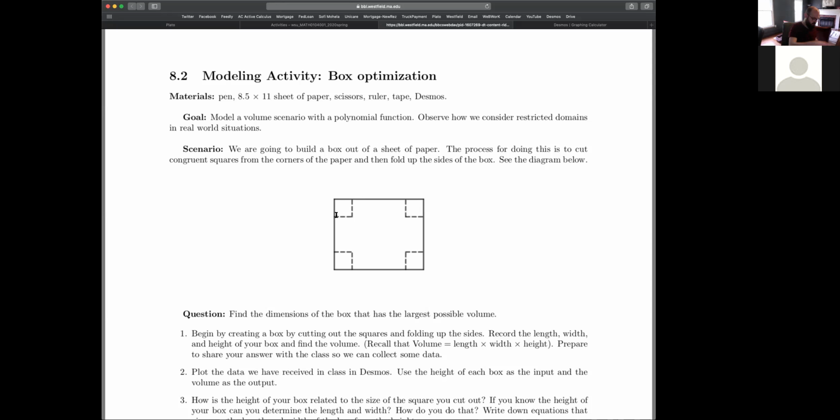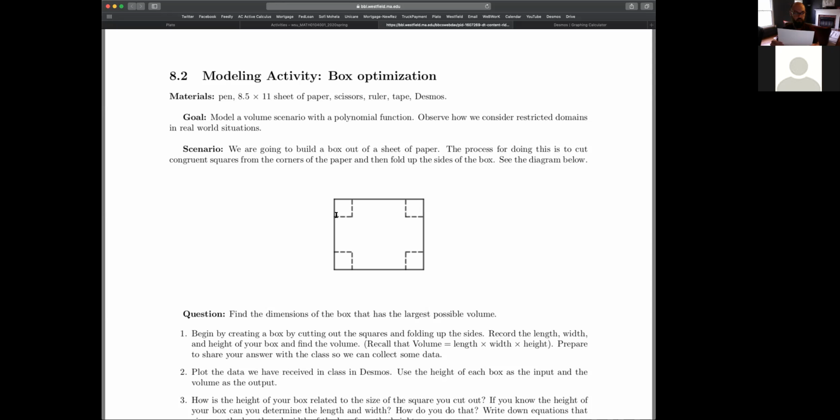If you see on the screen right here, depending on what you want to do, you would measure out a square in the corner of your piece of paper. I put some dotted lines there, and I want to cut out the same square on each corner. Depending on how big those squares are, I'm going to get a different box. If the squares are really small, when I fold it up, that's going to be a different box than if I cut really large squares.